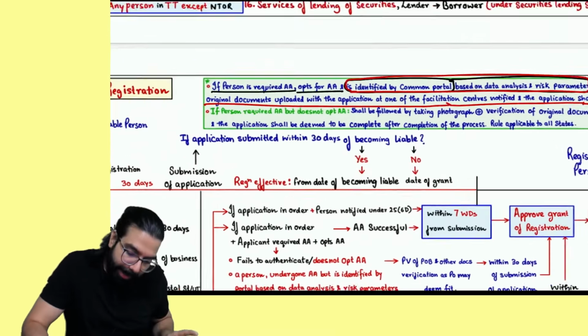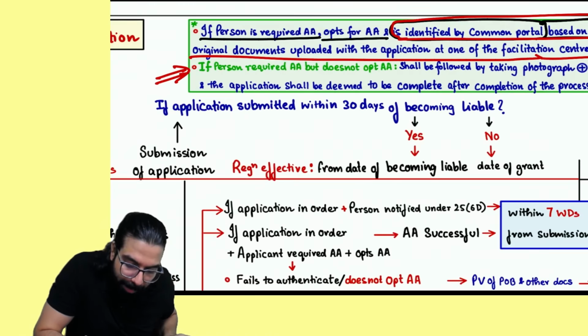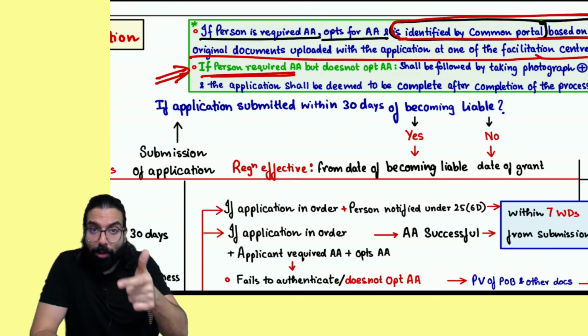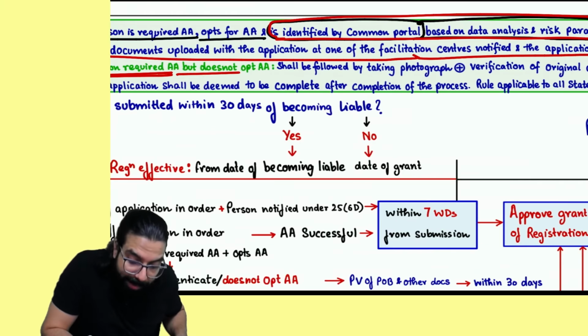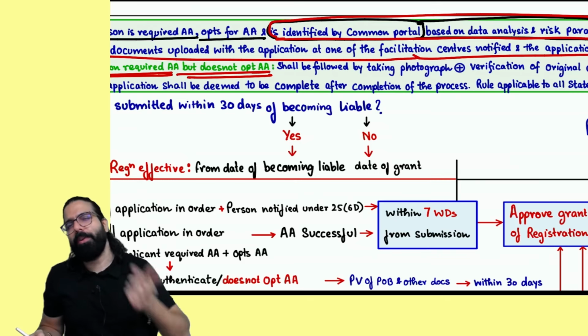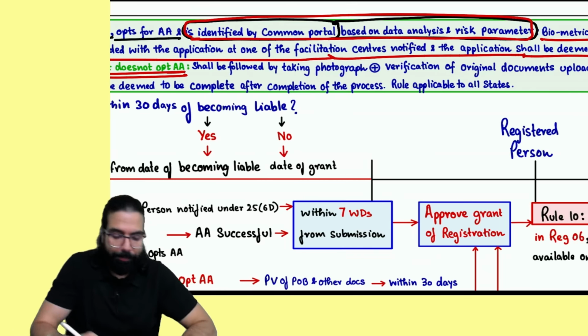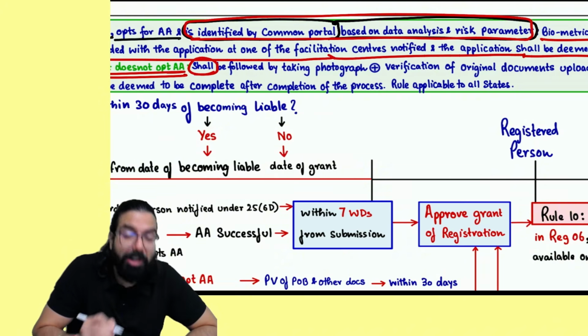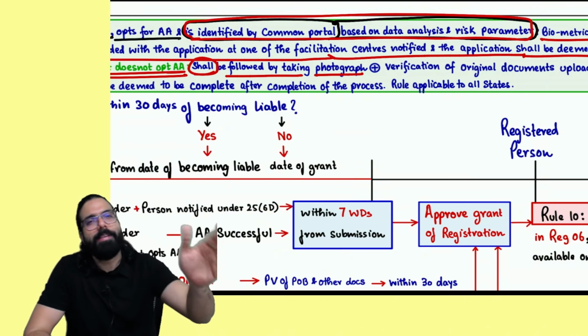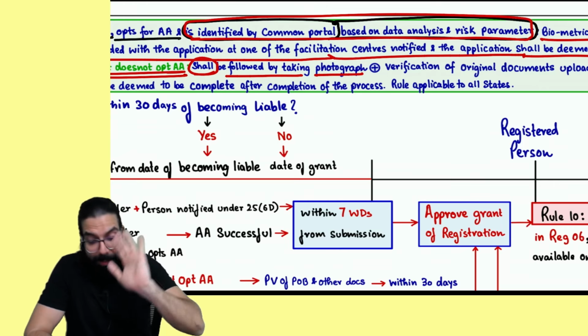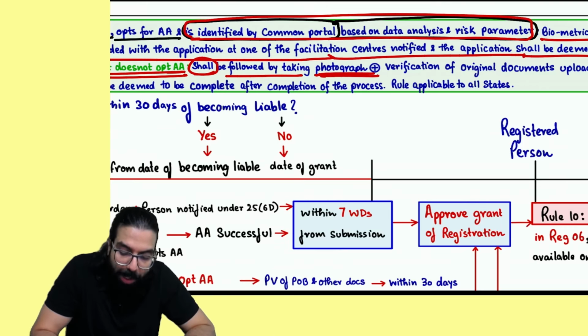But now they have gone in and told, if a person is required, I am the Karta, individual, authorized signatory, managing and authorized partner, and Karta is required Aadhaar authentication, but does not opt for Aadhaar authentication. If you did not required and did not opt, it shall be mandatorily followed by taking photograph. It means you have to go to the GST facilitation center and they will take your photograph.